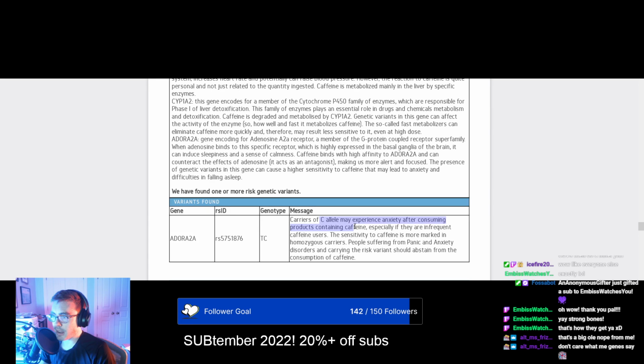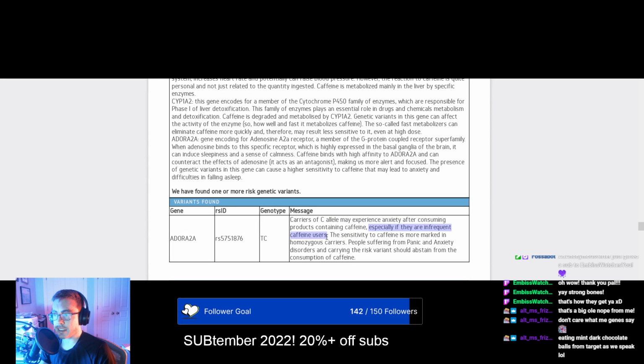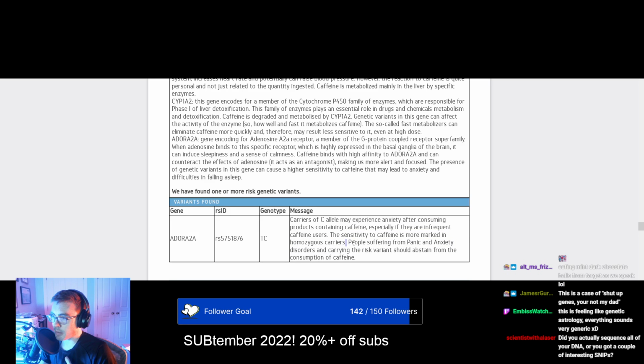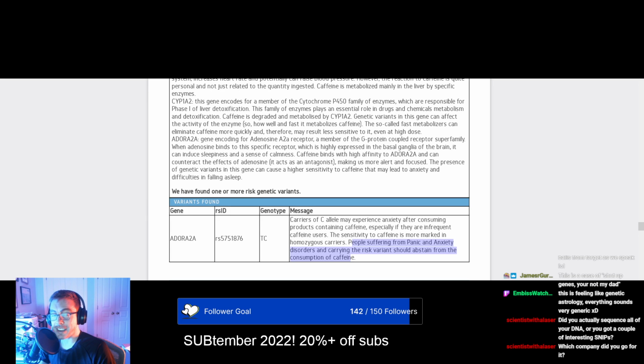Carriers of the C allele may experience anxiety after consuming products containing caffeine. Very true, but I still love caffeine. Especially if they're infrequent caffeine users. Therefore, I'm fine because I'm a frequent caffeine user. It's more marked in homozygous carriers, people suffering from panic and anxiety disorders carrying the risk allele should abstain. Ooh, yikes. This is a case of shut up genes, you're not my dad, but they came from my dad.